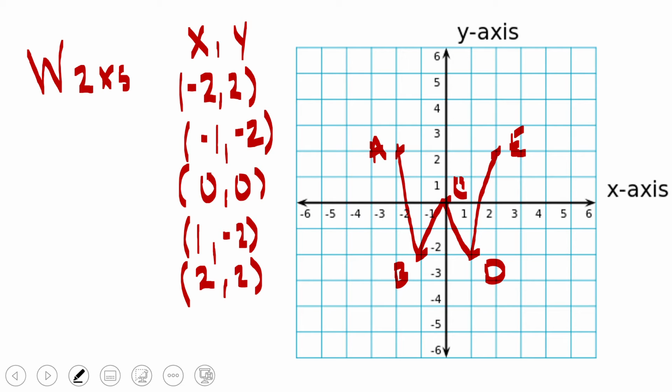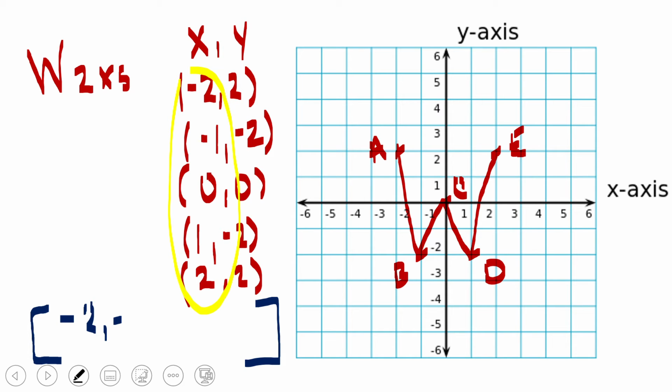For your matrix C, if you consider plotting the X's on the top row and the Y's on the bottom row in this order, you would have the X's for the top row, and we could plot those and say -2, -1, 0, 1, 2.